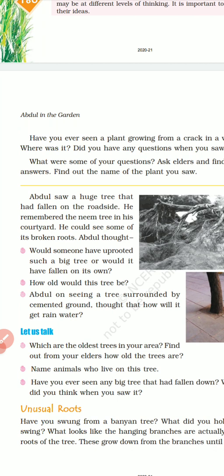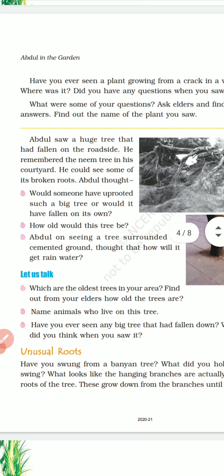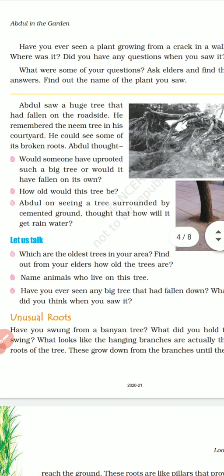Okay, just move ahead. Abdul saw a huge tree that had fallen on the roadside. He remembered the neem tree in his courtyard. He could see some of its broken roots. Abdul thought, would someone have uprooted such a big tree, or would it have fallen on its own? How old would this tree be?